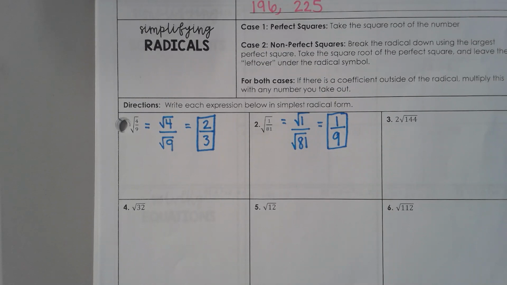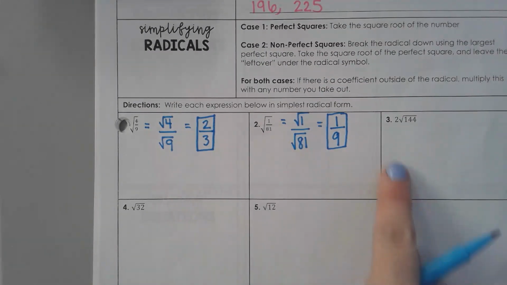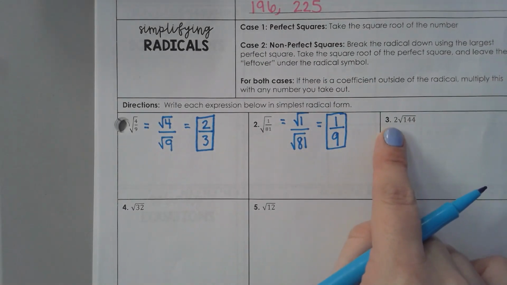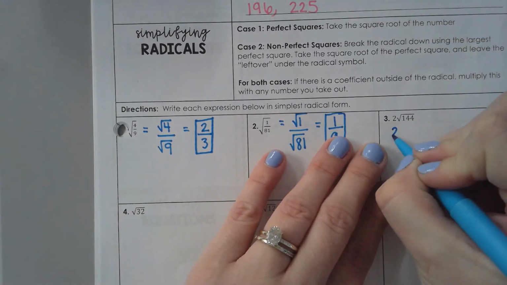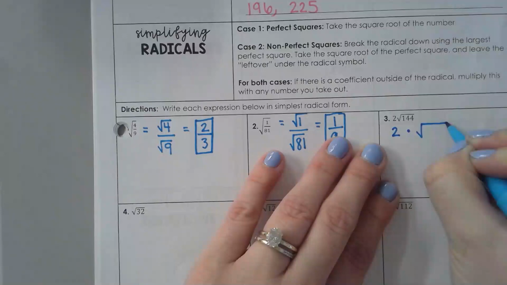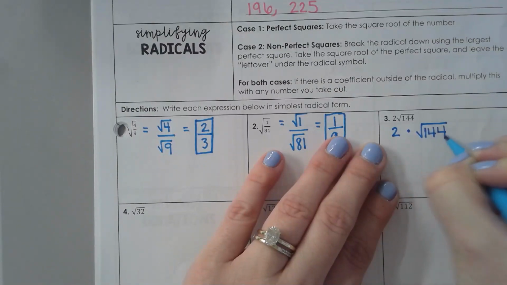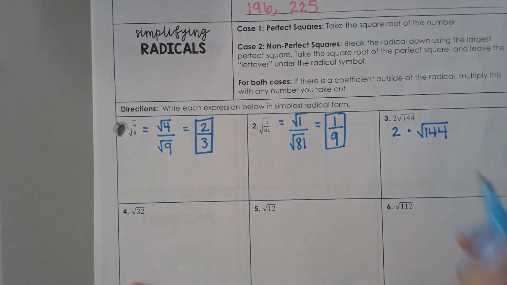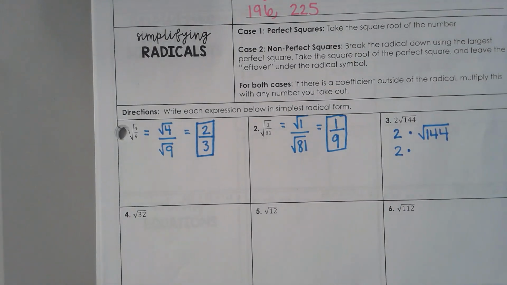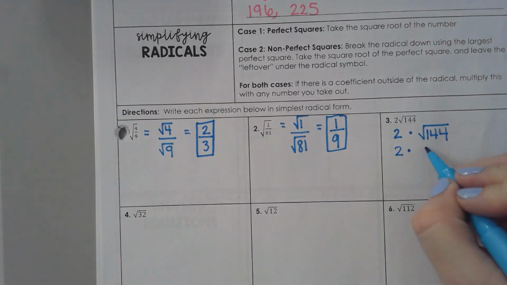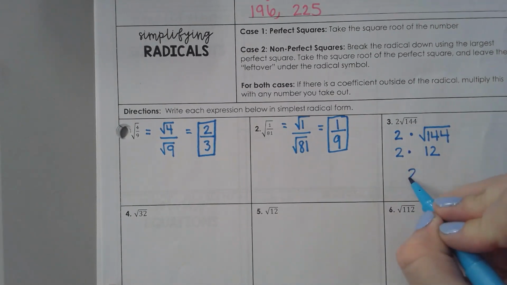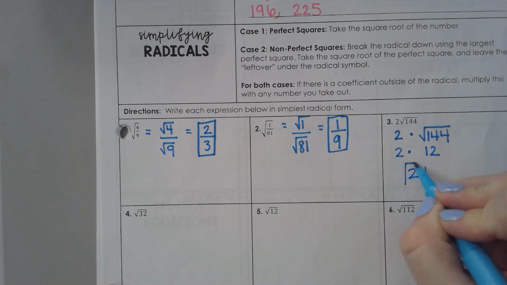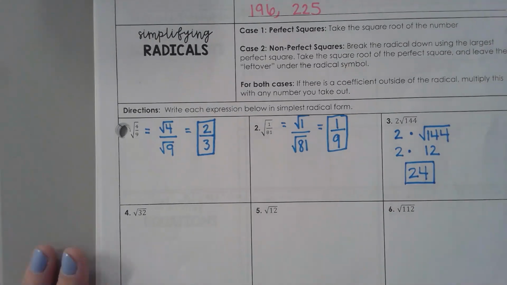Now, number 3. This time, there is a number in the front. What that means is that I'm doing 2 times the square root of 144. And what is the square root of 144? 12. And 2 times 12 is 24. So my answer is 24.